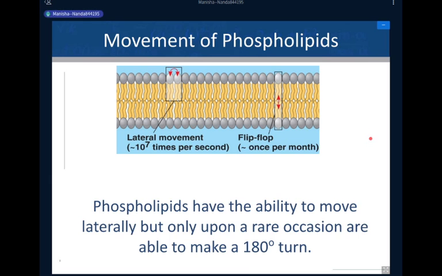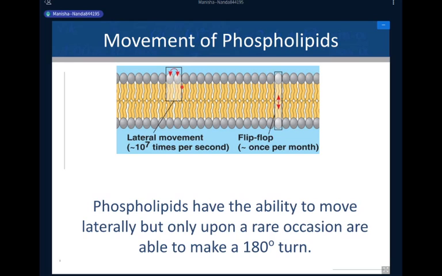Now, once you take a look at the phospholipid bilayer, you might feel like these lipids are fixed in places. It is not like that. The phospholipids have the ability to move laterally. These movements are not very frequent, they are rare, but they can make a turn of 180 degrees and exchange places. So these are called the lateral movements, where adjacent phospholipids can change places.